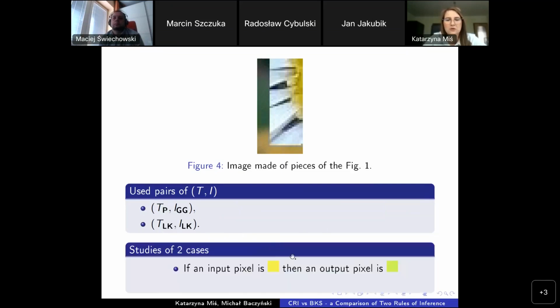So this is the rule that I was mentioning before. If an input pixel is yellow, so it has such a color, then the output pixel is green, this shade of green that we have used. And the second case is if an input pixel is again yellow, then we would like to change it to some blue or a purple color, something in between. So we might say that if we look at those pixels, in the first case they are more similar than in the second one.